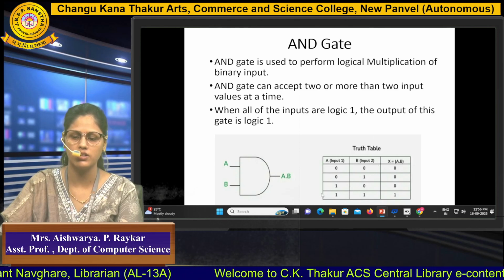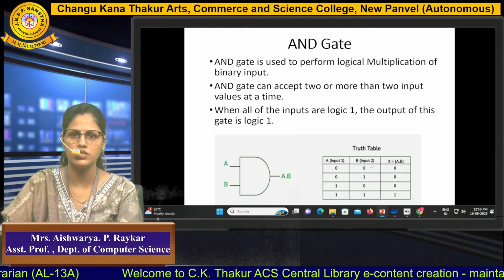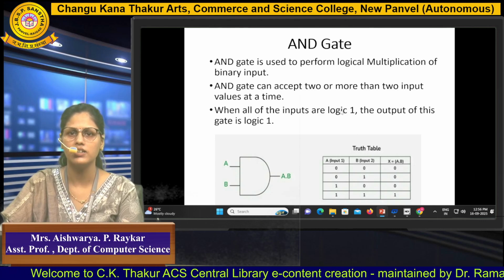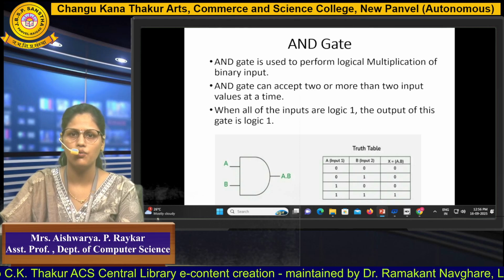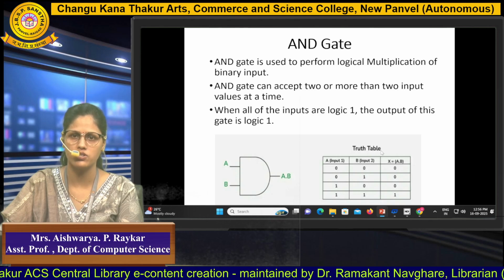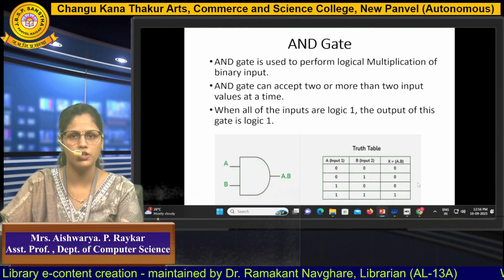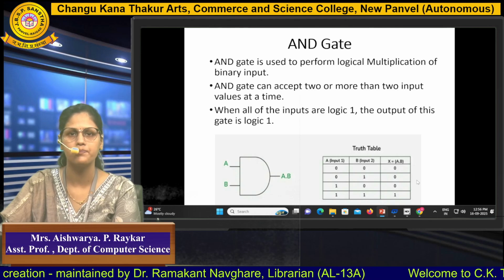So let's have an overview of the truth table. As you can see here, A and B. For A 0011, for B 0101. What did I say? When all the inputs are 1, then only the output of this logic gate is 1. So here we can see 1 1 becomes 1, the rest of the input combinations become 0. So the thing to remember about AND gate is when all the inputs are 1, at that time only the output logic is 1.